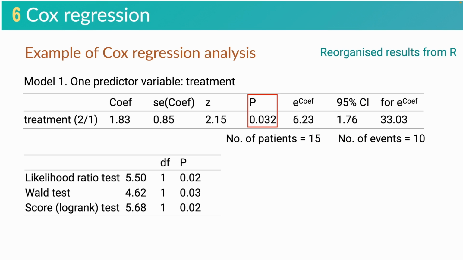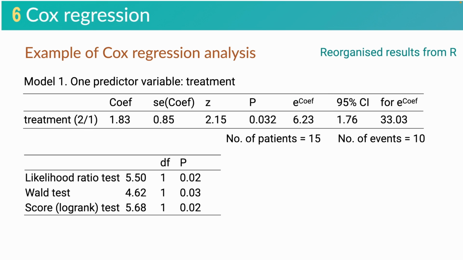A p-value is 0.023. It is smaller than 0.05, so treatment method significantly affects hazard rate. The hazard ratio of 6.23 means the treatment method 2 has more than 6 times higher risk than treatment method 1. 2 divided by 1 next to the treatment means that the risk from the treatment 2 is estimated based on the risk from treatment 1.